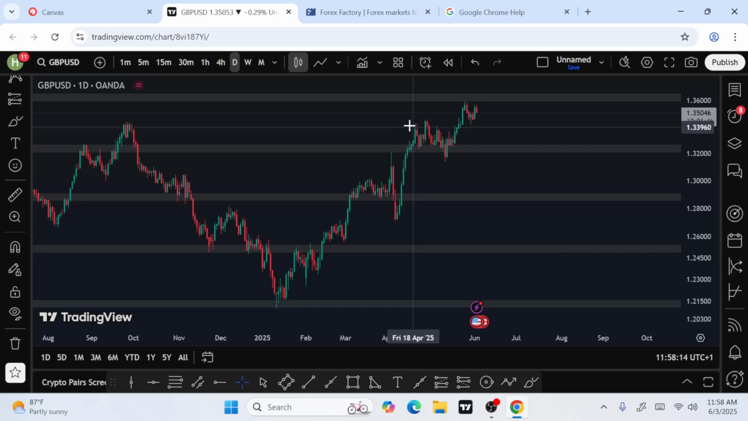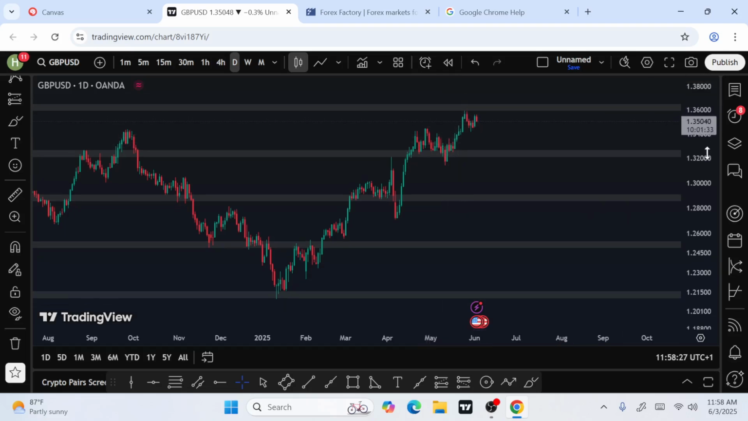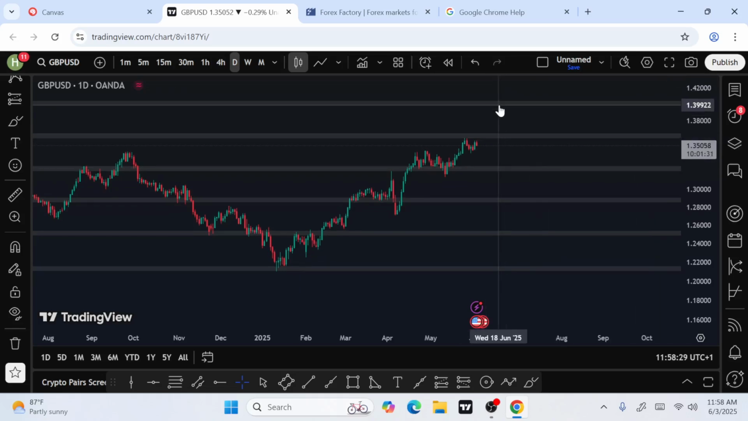Now this one broke out, went to our minor zone, then to this point. So this one is a fake breakout. Then it went all the way up, broke the minor zone, and went to the next zone. So I'm expecting that if this zone breaks, it's going to the next zone here.